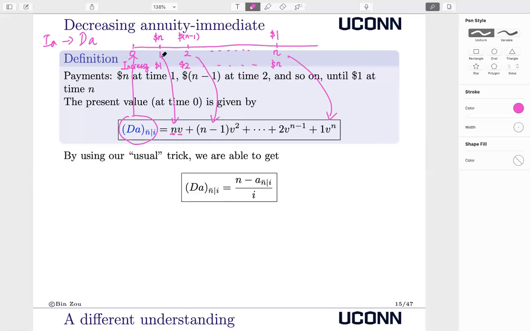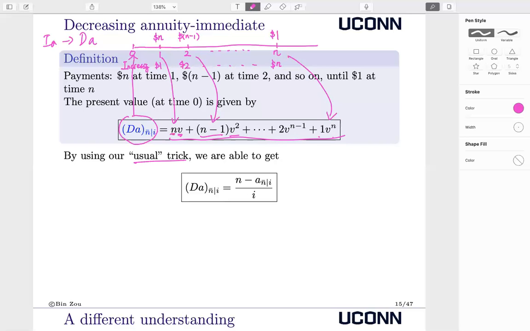The first one is at time 1, so I discount by 1 year, so it's n times v. Second is n minus 1 times v squared, because now I'm at time 2. Finally, I have $1 and I'm at time n, so it's 1 times v to the n. So this is the general summation. I want to get a better result, by using our usual trick, which means you multiply by 1 plus i on both sides.